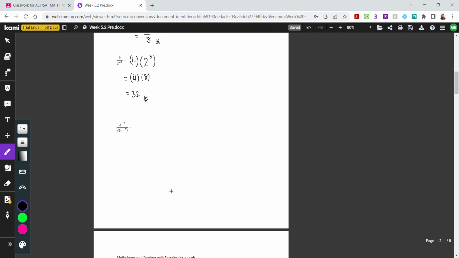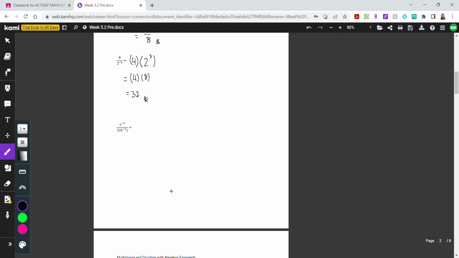Now let's look at this. We have x to the power of negative 2 divided by 2 times 6 to the power of negative 2. Again, we want to leave the exponents that are positive where they are, and the ones that have a negative exponent, we want to make that positive by flipping it, right? We want to switch its positions.